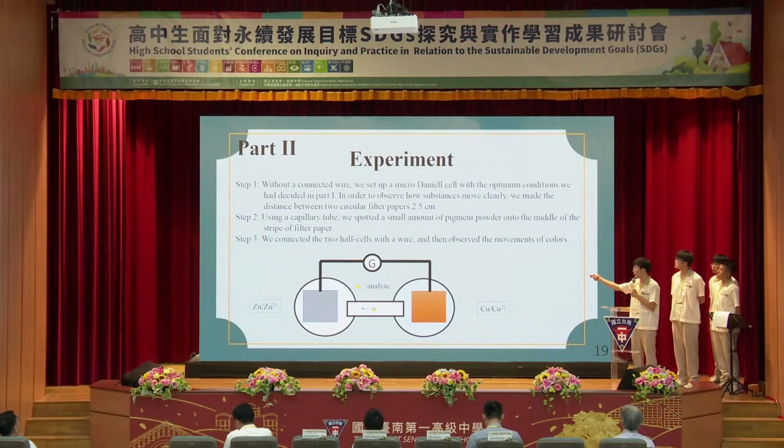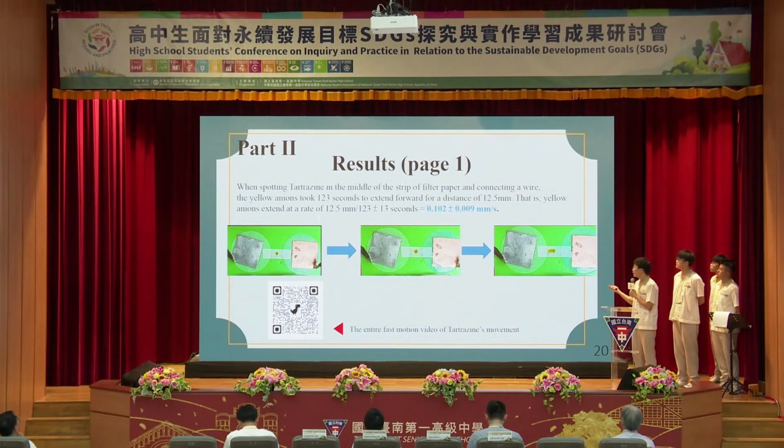And then we connect the 2 half cells with a wire and observe the movement of the currents. And this is the result of part 2. First, this is the tartrazine movement. You can scan the QR code on the button and you will see the movement of tartrazine. In this part, the yellow anions will extend at the rate of 0.102 millimeters per second.